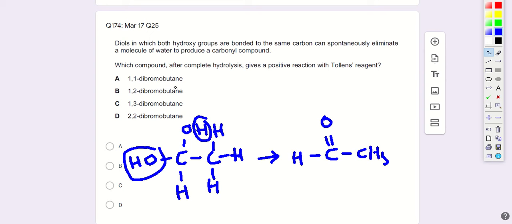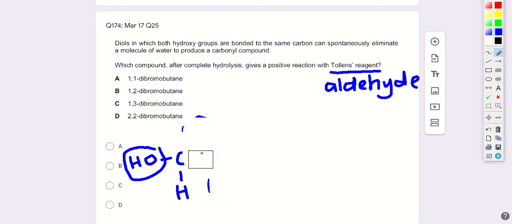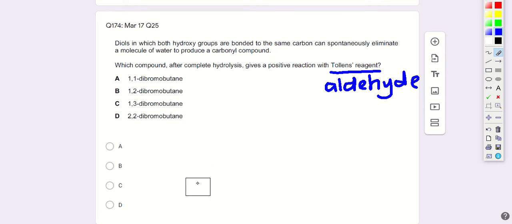So now we have to look at these four compounds, A, B, C, D. Which compound after complete hydrolysis will give a positive reaction with Tollens reagent? Tollens reagent means aldehyde. Positive result. So only aldehyde will give positive result with Tollens reagent because it can be oxidized by Tollens reagent, not ketone. Right, now what I'm going to do is I'm going to erase this. We are now going to look at A, B, C, D one by one.